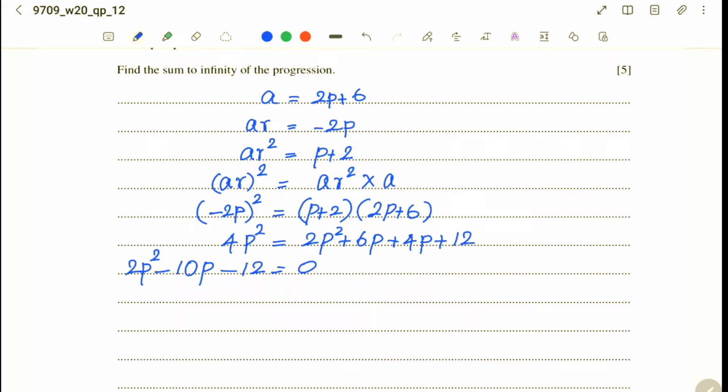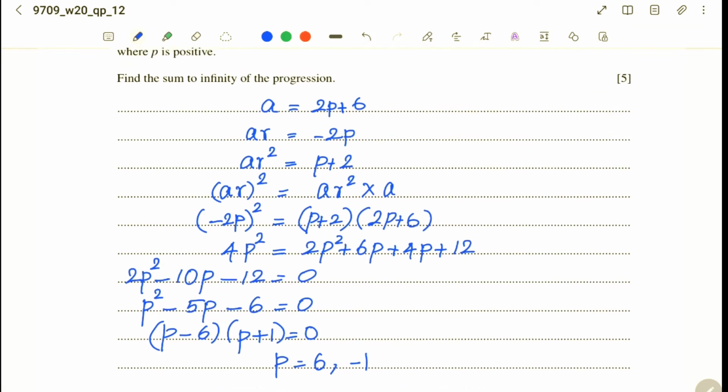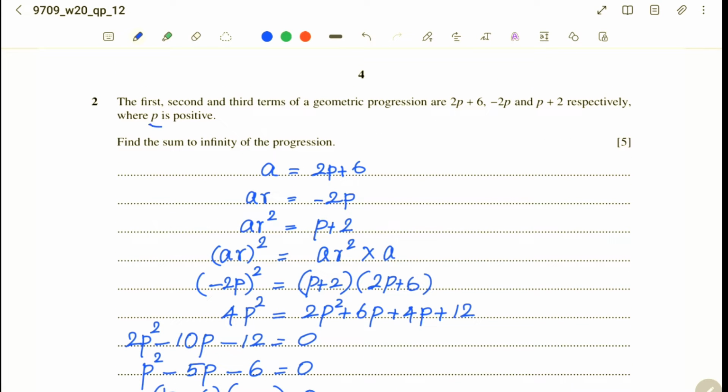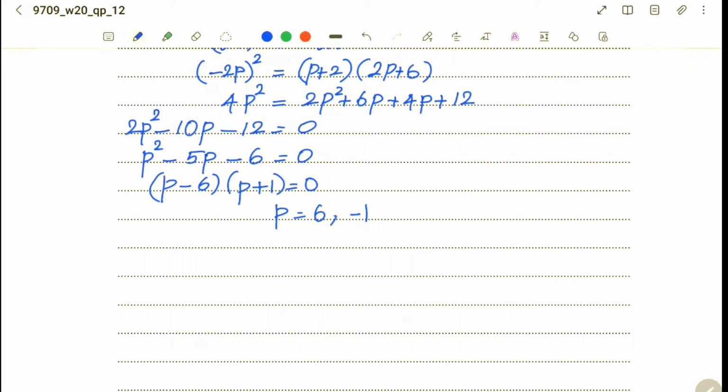Now divide the equation by 2. We get p² − 5p − 6 equal to 0. Now factorize this. We get (p − 6)(p + 1) equal to 0. So p is equal to 6 or −1. It's given p is positive, so p equal to 6 is the only value of p.